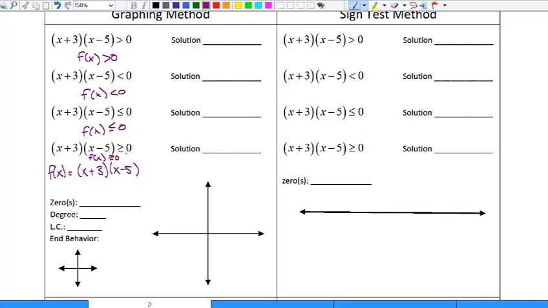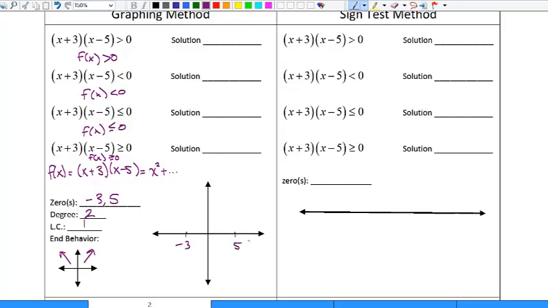Okay, so I'm using the same function f of x. I'm going to find a few things for it. The zeros for this particular case are -3 and 5, or those are the x-intercepts as well. If I were to distribute it out, I would get x squared plus a whole bunch of other stuff. That x squared tells me that I have a degree of 2, a leading coefficient of 1, which means my end behavior is up and up.